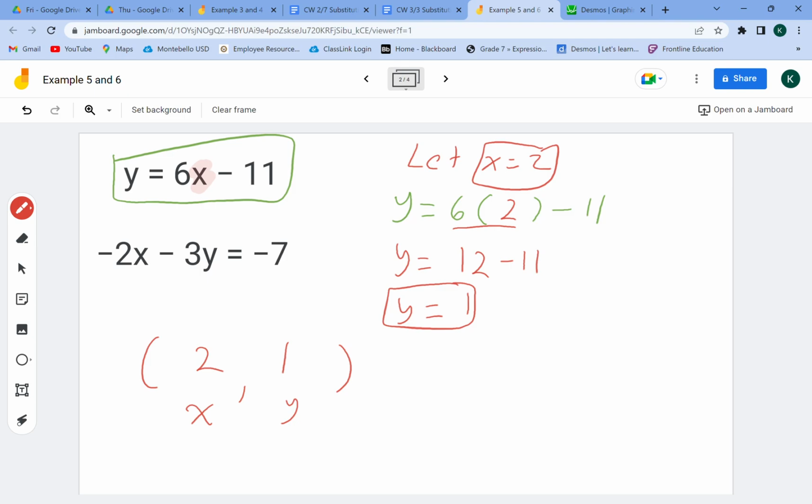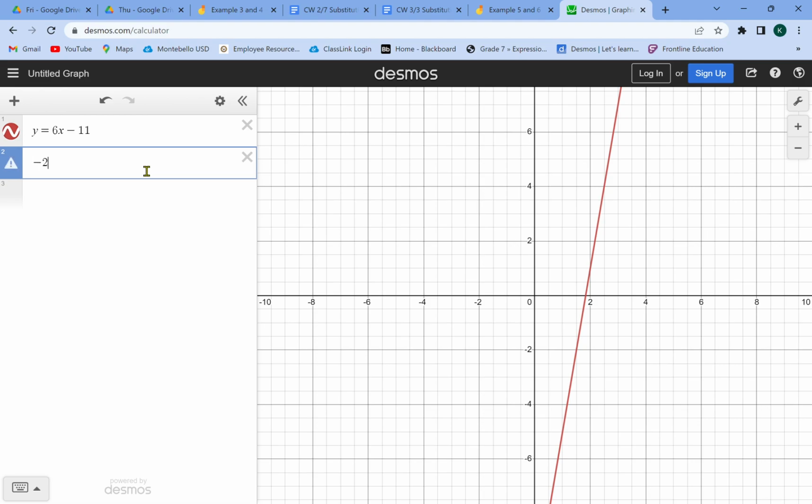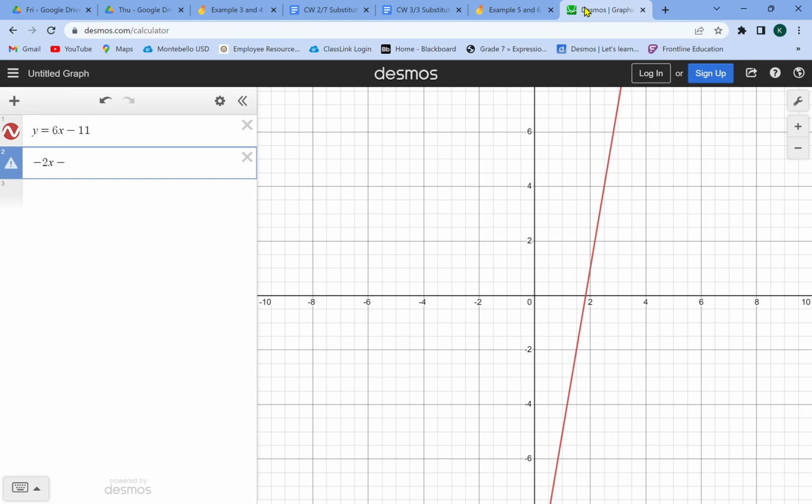Okay. And just like before, I would like for you to check your solutions with Desmos. So I'm going to click here, and I'm going to write out the equation. So I have y equals 6x minus 11, I believe. Let me go back and check. Okay. And then I type in the other one. Negative 2x, let's see, minus 3y equals, and it's going to be negative 7. So I put negative 7.